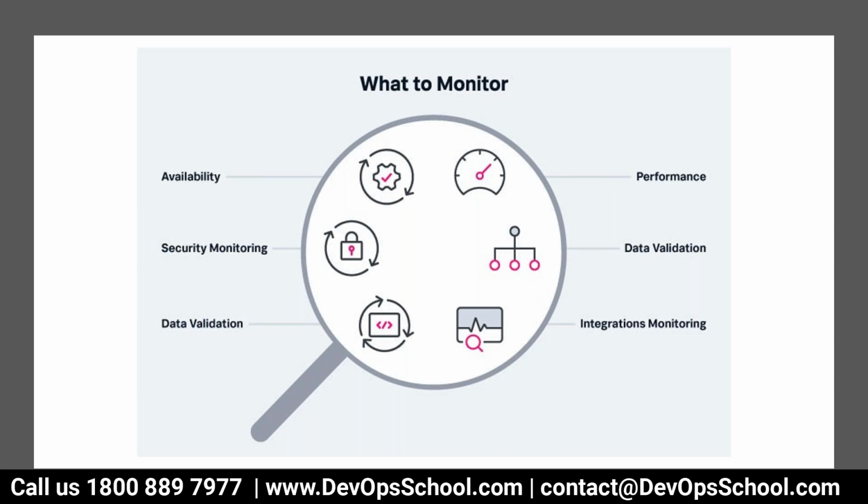Again, we want to monitor the availability of the applications. We want to monitor things for security monitoring. We do data validations. We want to monitor performance. We do that, and integration monitoring. So availability means whether the system is up and running or not. Security monitoring means whether the system is secured or not. Performance monitoring, data validation, integration monitoring, and so on.